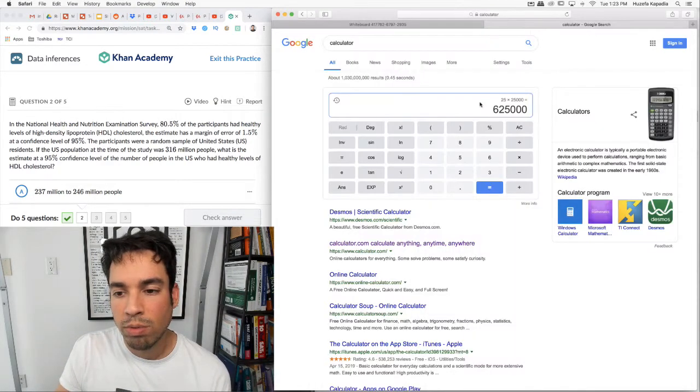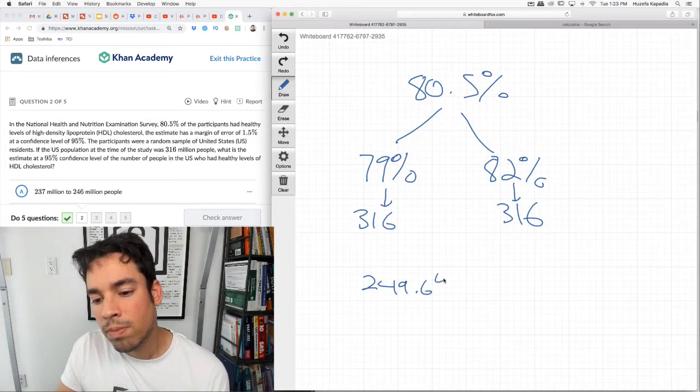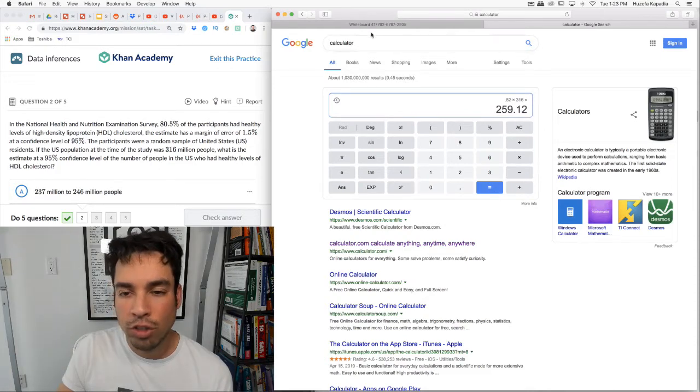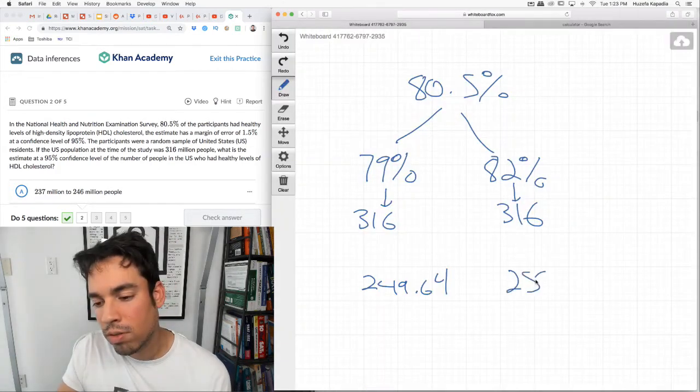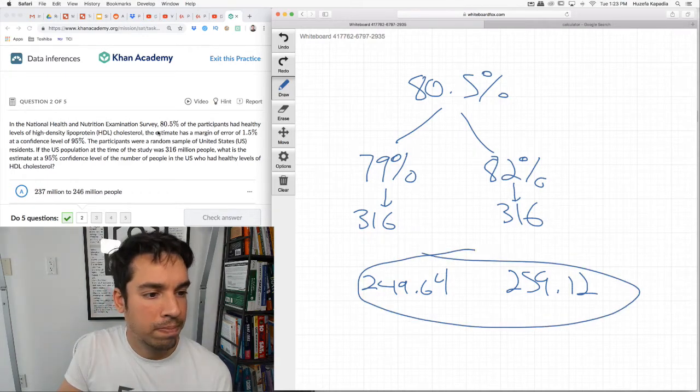So 0.79 times 316 equals 249.64. And then this is 0.82, which is 259.12. So I'm feeling like our answer's in there.